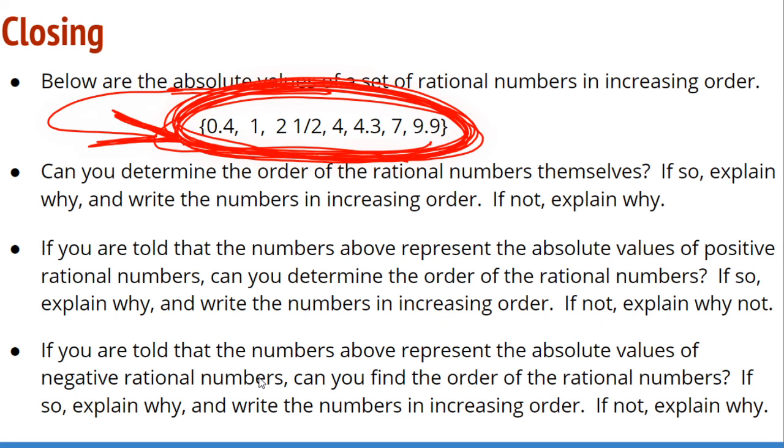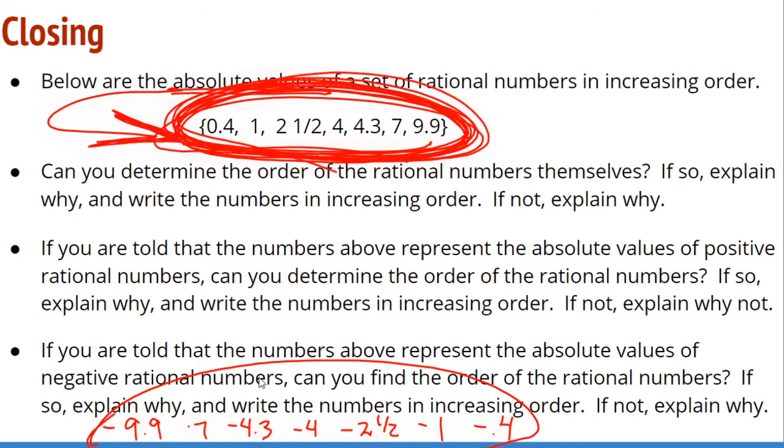So if we were putting them in order, from least to greatest, we'd put negative 9 and 9/10, negative 7, negative 4 and 3/10, negative 4, negative 2.5, negative 1, and negative 4/10. They are now in order from least to greatest, because we know that negative rational numbers have an order that is opposite their absolute values.